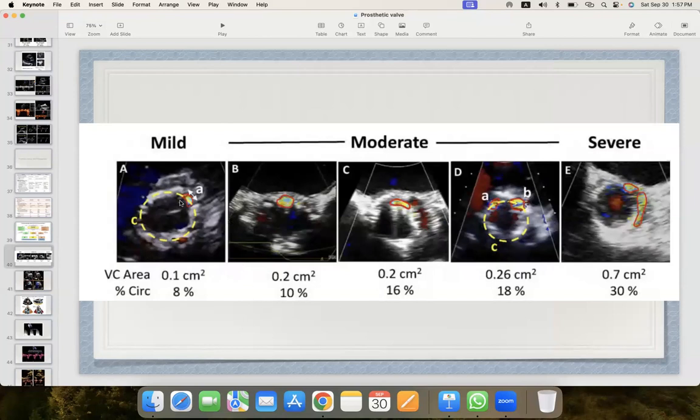If the percentage is less than 10%, this will be considered mild, like here. This is the circumferential percentage of the paravalvular leak compared to the circumference of the valve itself. But if it's between 10 and 30, we consider it moderate. And if it's more than 30%, it's considered severe. And here, if you calculate the vena contracta area, you will also see that it's going all the way to 0.7, which is considered severe.